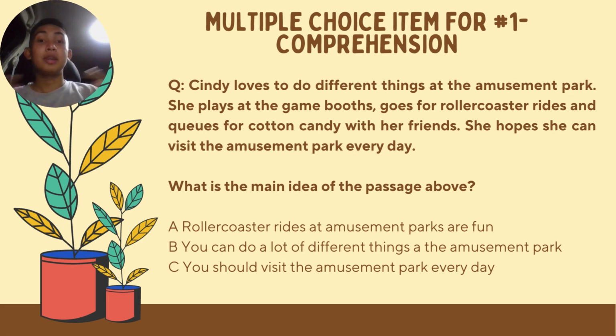All right, so this is the example for a multiple choice item for comprehension. The question is: Cindy loves to do different things at the amusement park. She plays at the game booth, goes for roller coaster rides, and queues for cotton candy with her friends. She hopes she can visit the amusement park every day. So, what is the main idea of the passage above?